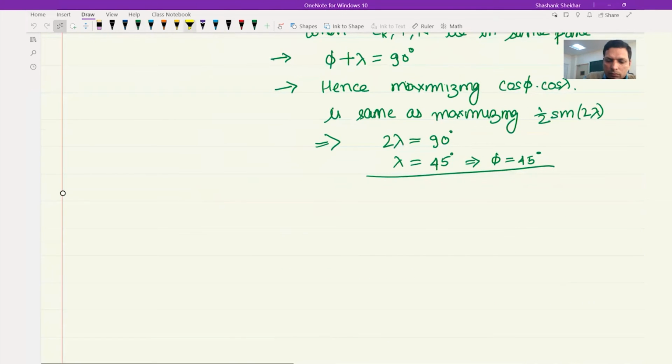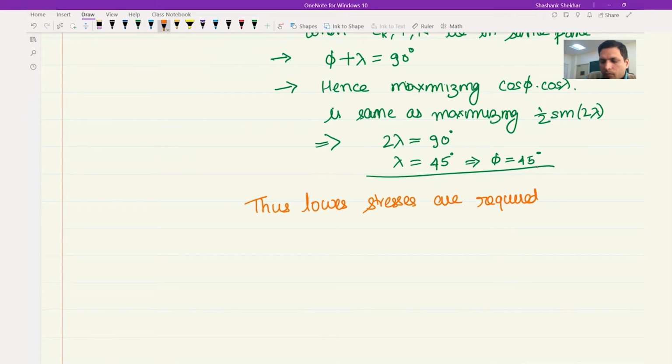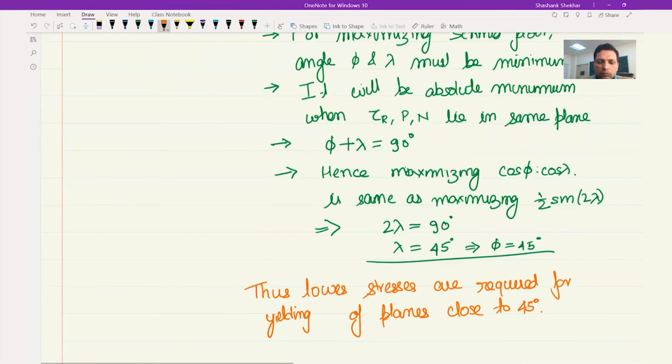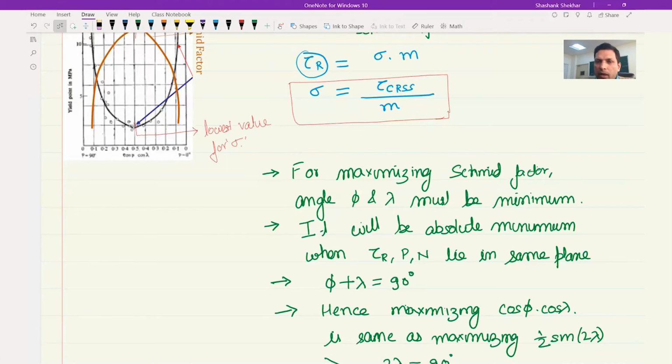Thus, lowest stresses are required for yielding of planes close to 45 degrees. Now here we have taken configurations such that some planes were coming at 45 degrees. However, in practice, depending on what orientation of the crystal you take, it need not be necessary that some planes are actually oriented close to 45 degrees, which means there is no slip plane at 45 degree orientation.